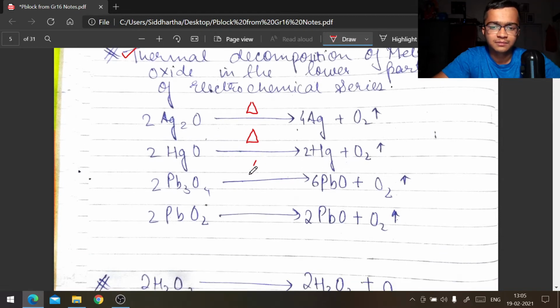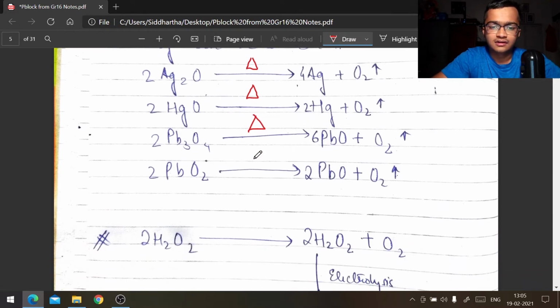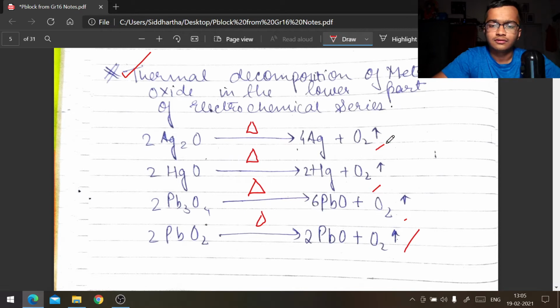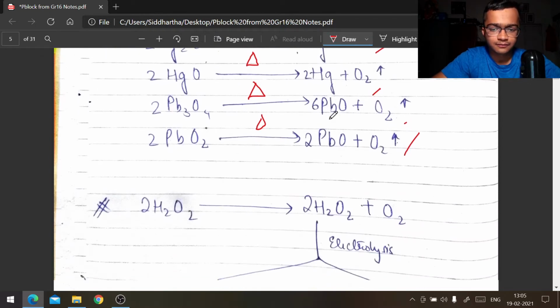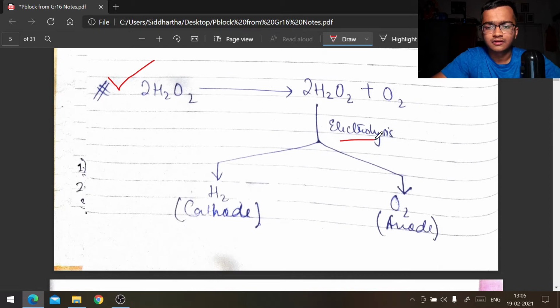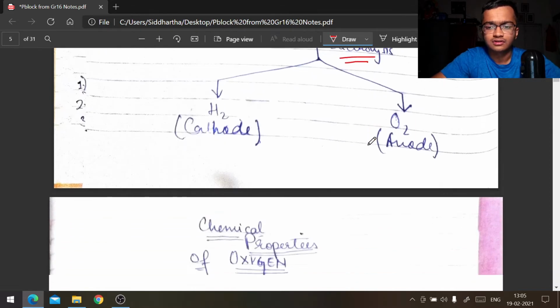HgO is the mercuric oxide, PbO2 is the lead oxide, and this is another one where oxygen is showing a different oxidation state, right? See, in every case you are getting oxygen, if you can notice. These are the metals which occupy the lower part of the electrochemical series. Now you cannot take sodium here because it is in the higher portion of the electrochemical series. Now 2H2O2 gives 2H2O and O2. Electrolysis is also performed, and cathode and anode products are given.